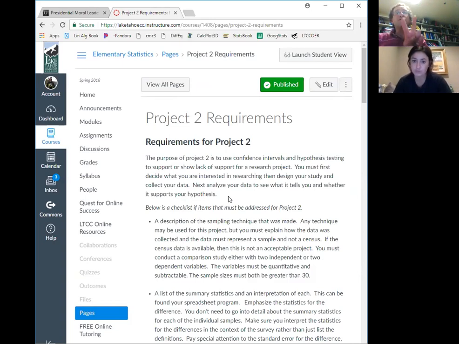Okay, you have 2 choices for this project. It can be 2 independent samples, or any guess on what's the other choice? 2 dependent. Oh, 2 dependent. Yeah, you can never have 1 dependent. It doesn't make any sense. Right? So kind of like the 2 examples I just did.